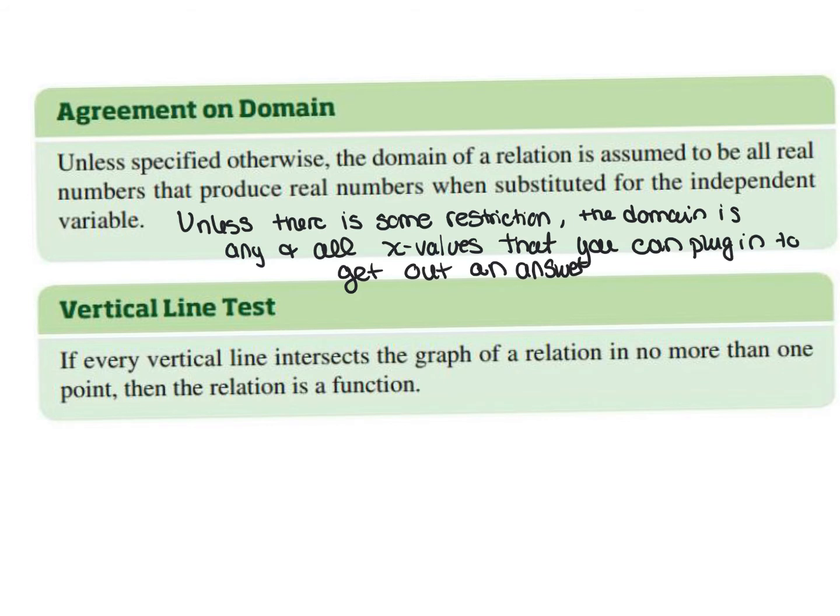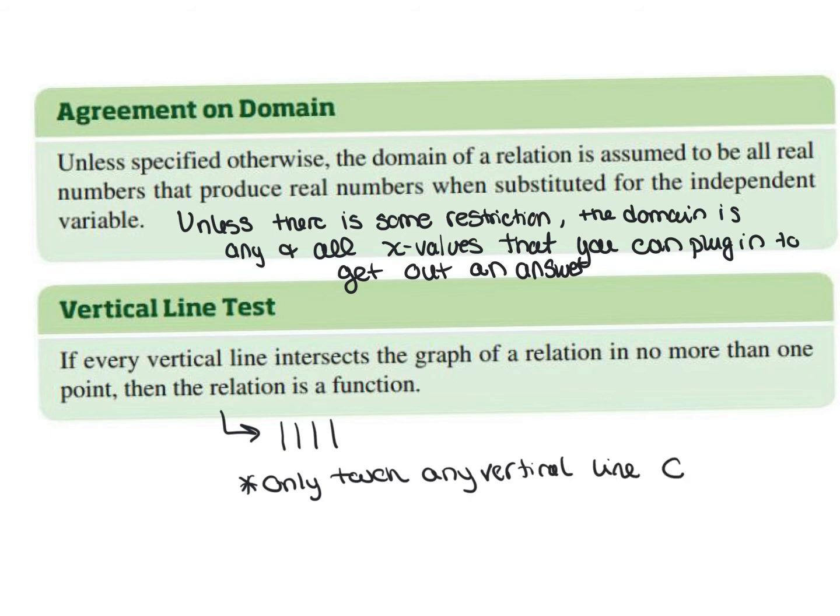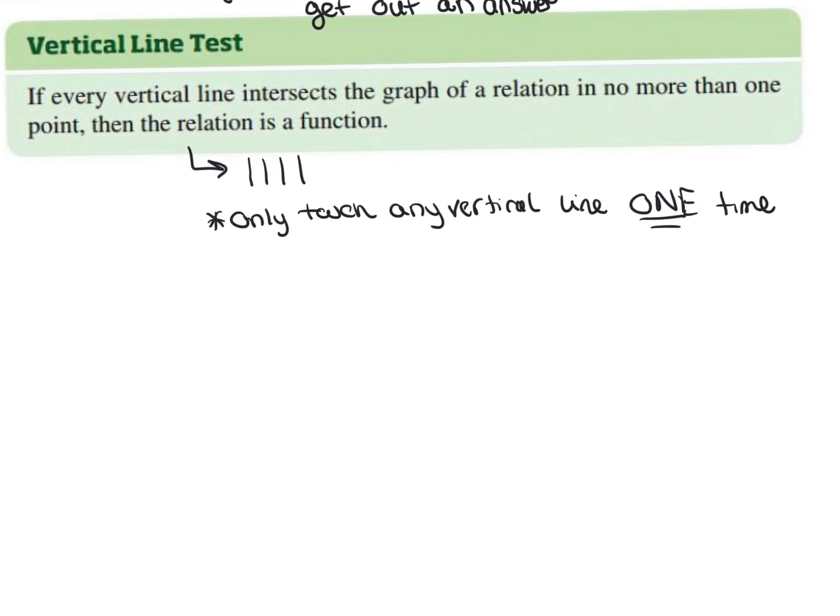Okay, the vertical line test is where you draw vertical lines. Vertical means up and down. You're going to draw vertical lines. And the rule is you can only touch any vertical line one time. We use the vertical line test to figure out if we're a function or not.